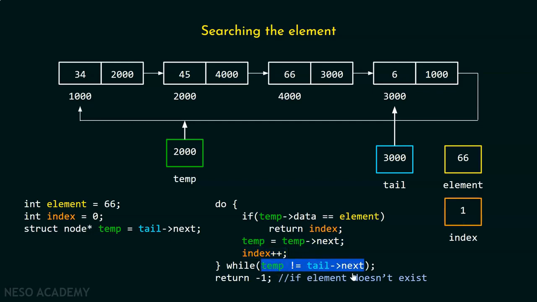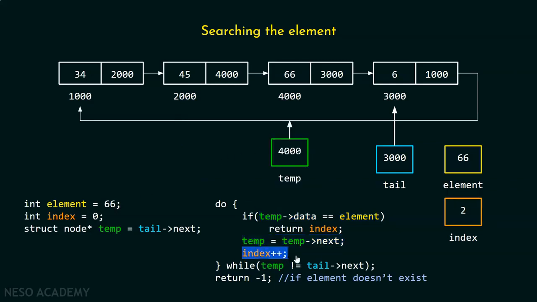Is temp equal to tail next? We know that temp is not equal to tail next. Thus, we can get inside this do while loop. Now we will check this condition. Is temp data equal to element? No, temp data is not equal to element, right? So we will move our temp pointer towards right and we will add 1 to the index. That means it becomes 2.